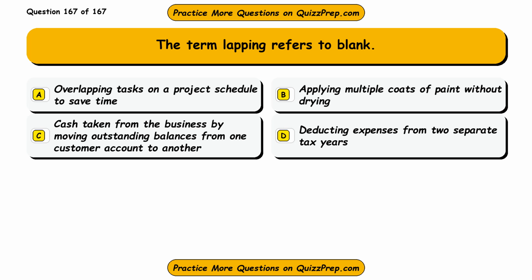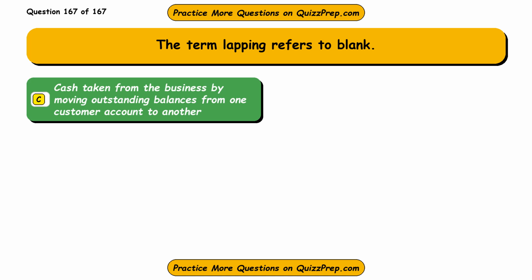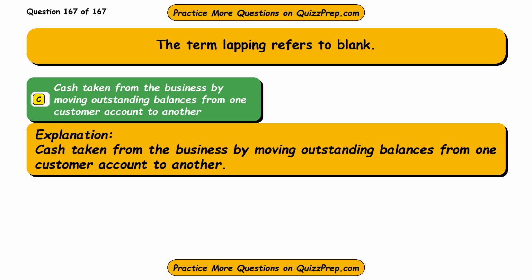Question 167. The term lapping refers to blank. Option A, overlapping tasks on a project schedule to save time. Option B, applying multiple coats of paint without drying. Option C, cash taken from the business by moving outstanding balances from one customer account to another. Option D, deducting expenses from two separate tax years. The correct answer is option C, cash taken from the business by moving outstanding balances from one customer account to another.